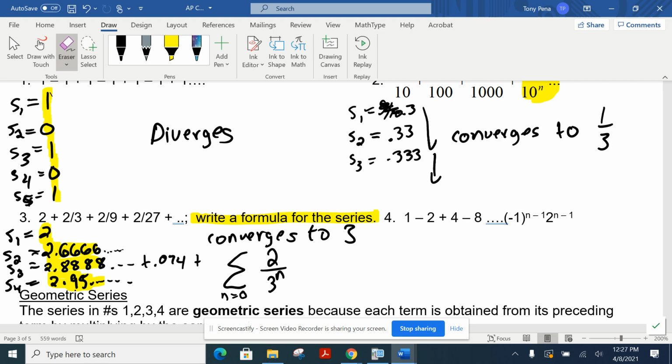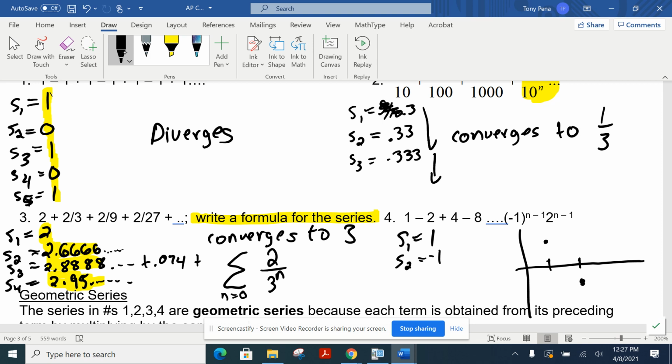All right, last one. All right, first sum is a 1. Second sum would be a negative 1. Let's actually graph these out a little bit too, just so you can see, because now they're going to bounce back and forth between positives and negatives, at least for a little while. So first we're at 1, and then the second one is at negative 1. So then the negative 1 plus a 4 is a 3. So the third one is up here at 3.